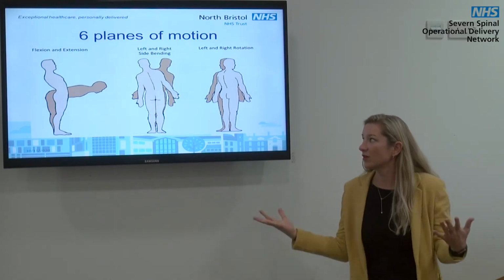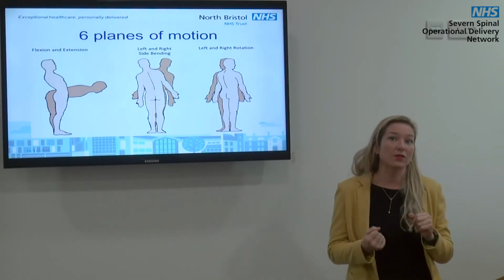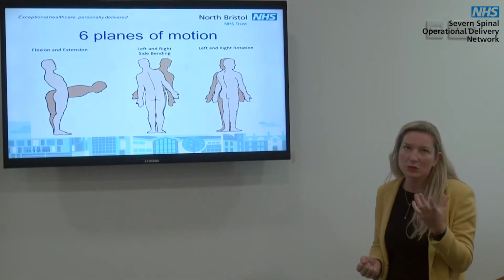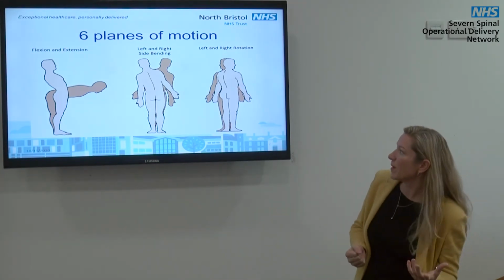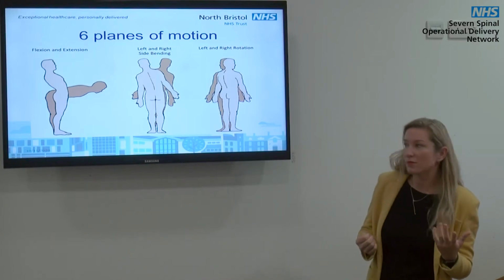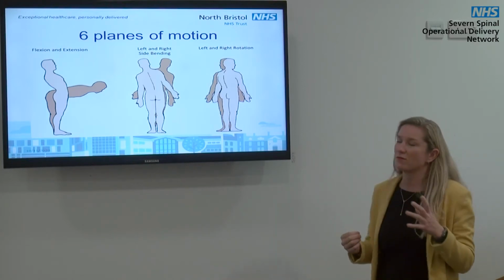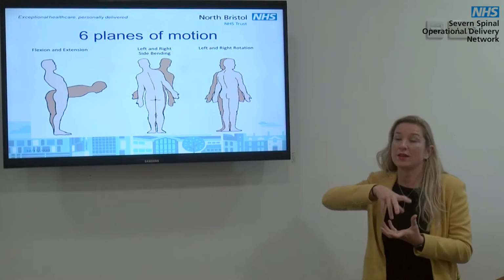So you've got flexion, extension. Most of this happens at the lumbar spine and cervical spine, very little within the thoracic spine. Lateral bending, this is more of the remit of the thoracic spine, and then left and right rotation, which happens again in the middle.